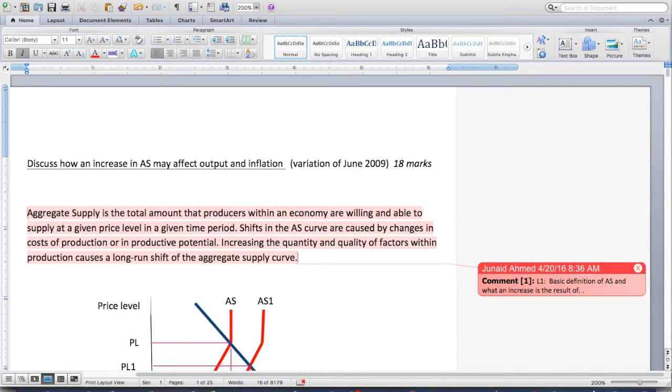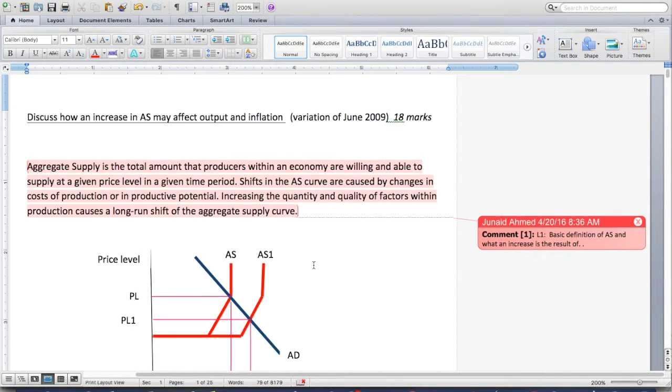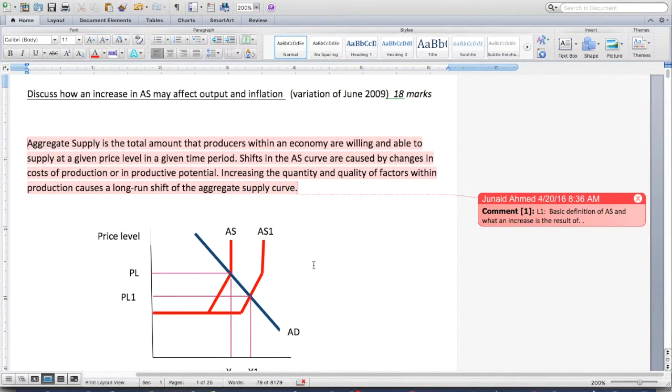to try a different way of approaching the question to give you an idea of the kind of things you can do to study and help prepare. Also, to give you a new perspective on an existing question. So the first thing I'm going to do is take a look at the definition of aggregate supply.